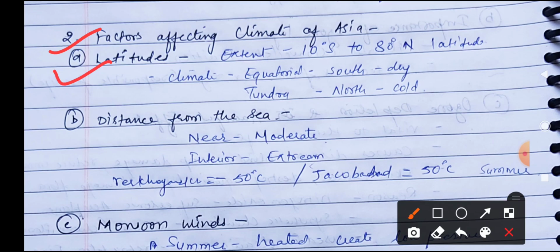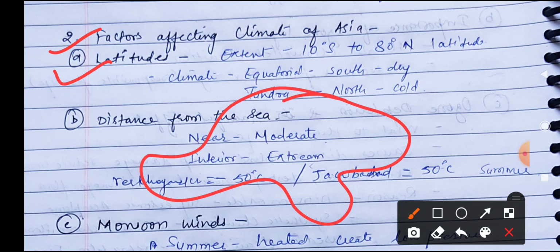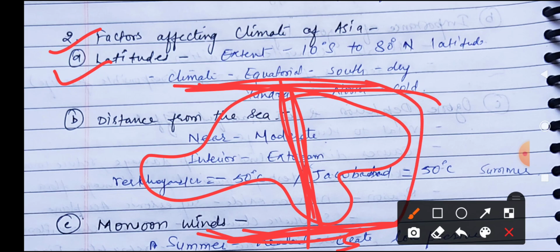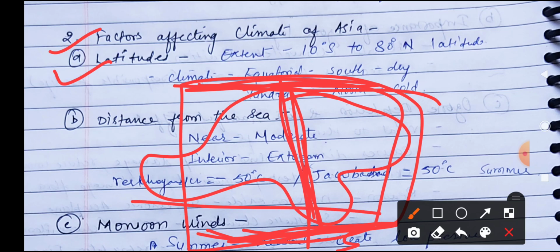First of all, the latitudes. How do the latitudes matter? We know that this is Asia. In the south it is 10 degree south latitude, and here it is 80 degree north latitude. It means the latitudinal extent is very vast. We have already discussed that it covers the maximum of the northern hemisphere, so in the northern hemisphere all the important latitudes are there.